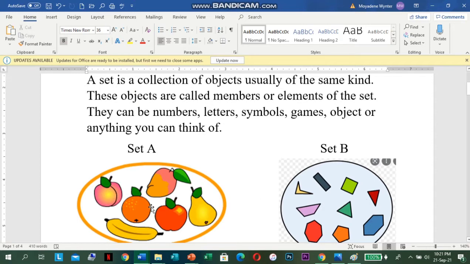In set A, we can't have shapes and fruits and call it a set. In set B, we can't have shapes and fruits within the same set and call it a set. They must be of the same kind, just like set B, which consists of shapes. There are different kinds of shapes, but that makes set B the same kind. Set A, same thing. Set A has different kinds of fruits, but they are all fruits, which makes them the same. All right, good.